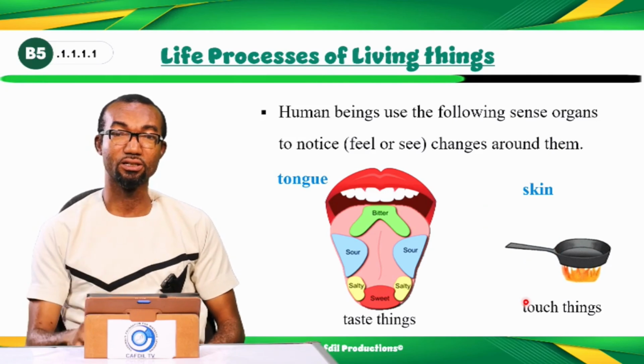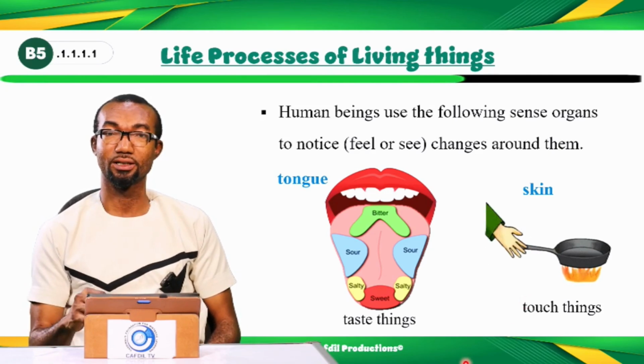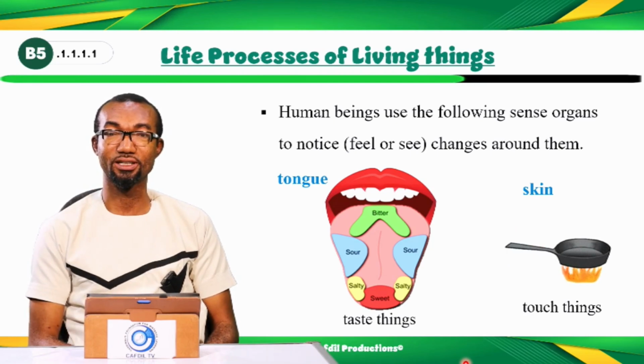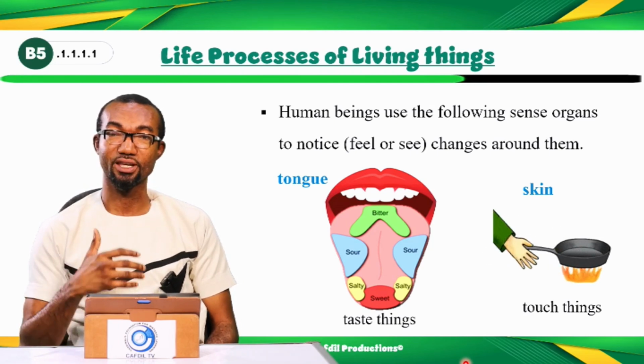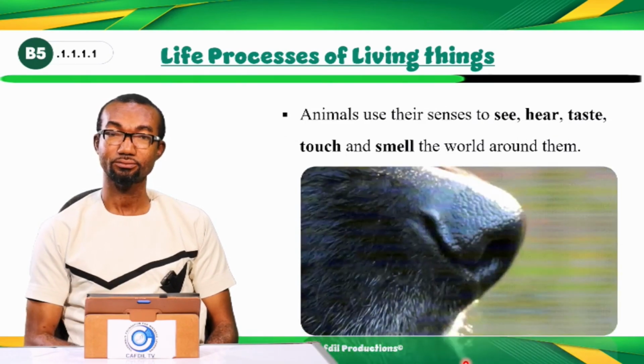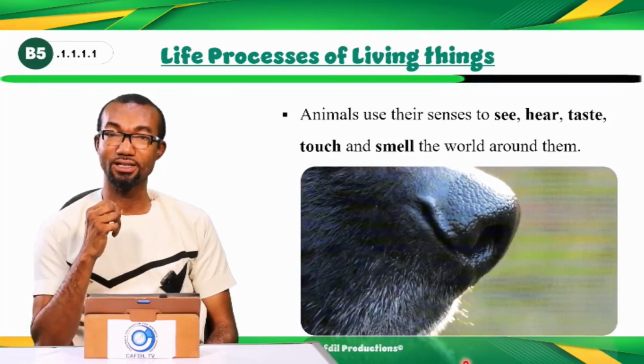So sensitivity is very important. That is why it is one of the life processes of living things. We use it to feel and see changes around us. Animals also use their sense organs.